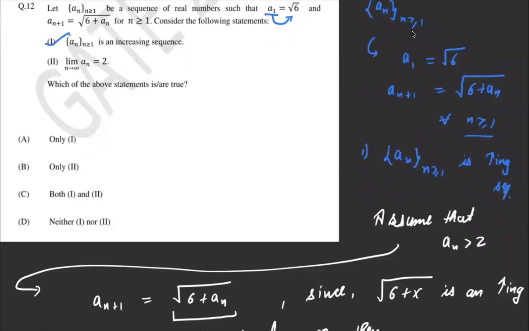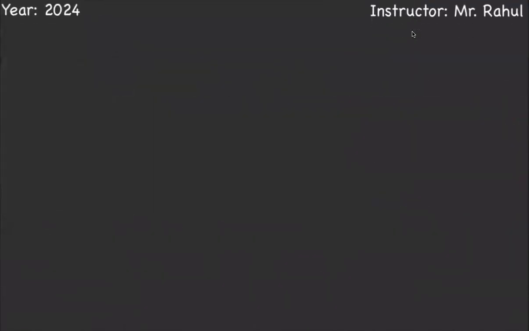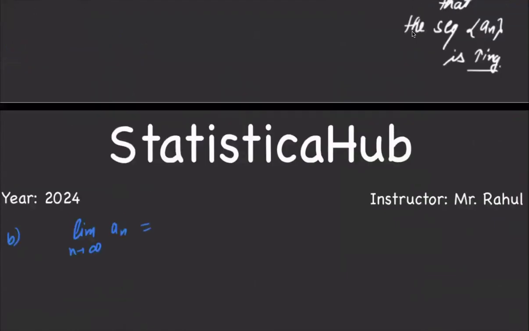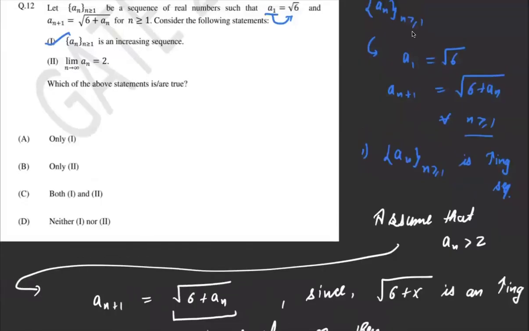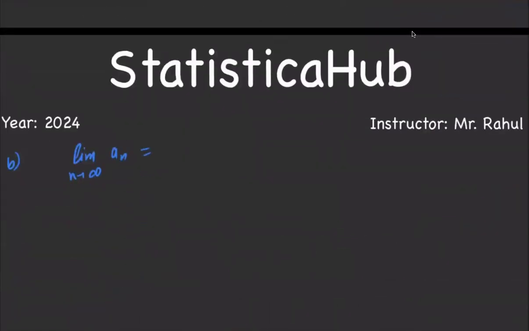Now we have to go for statement B. So how to go for statement B? We are given that the limit of an is 2. So in part B, we have to check for the limit as n tends to infinity of an being 2. Was that given 2? Yes, it is given to be 2. Without solving also, you can see that it will not be 2. But if we have to prove it, you can prove this too.